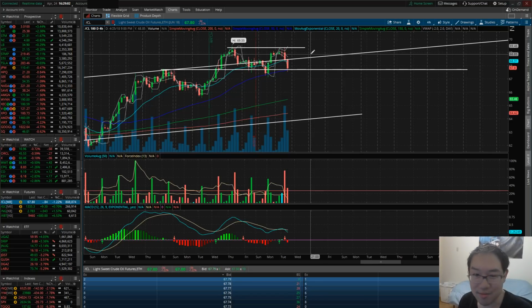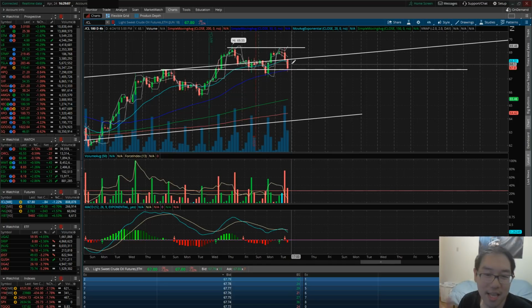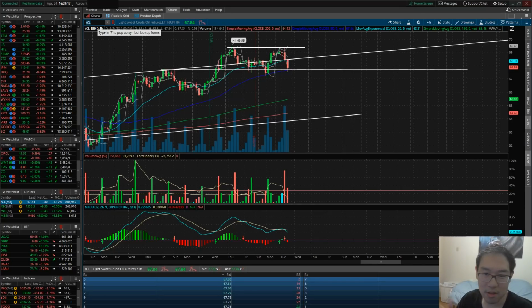67 right now, 80, pretty much at the support, and actually kind of pulled up. What does that mean for crude oil? That means crude oil so far still is holding its support. And if you guys take a look at GUSH, GUSH is the ETF that follows crude oil. If crude oil is going up, GUSH is going up.